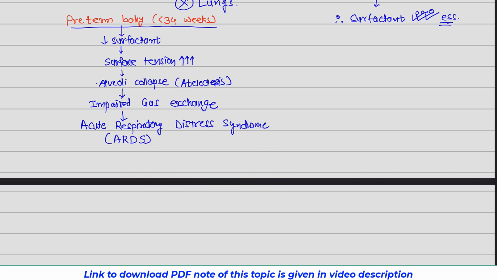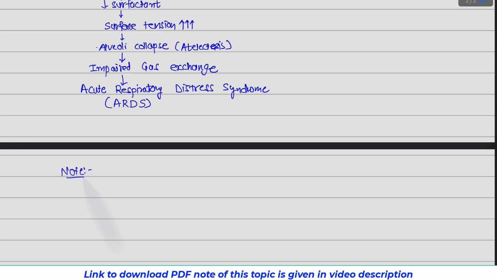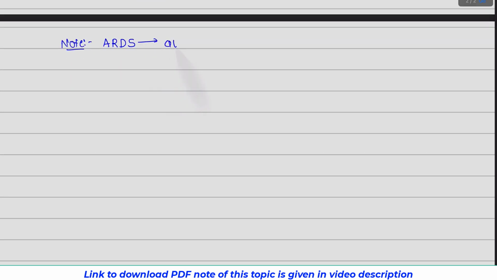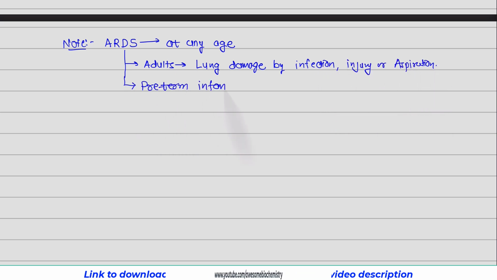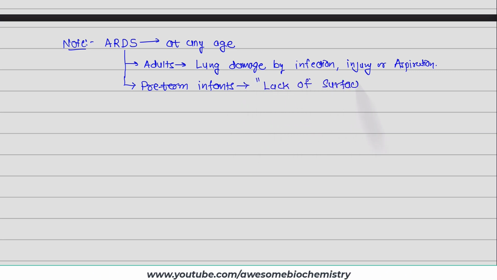ARDS. It is important to note that acute respiratory distress syndrome can happen at any age, not just in the infant, but the cause is going to be different. In adults, it is generally due to lung damage from infection, injury, or aspiration. But in case of preterm infants, it has this unique cause, and that is lack of surfactant.